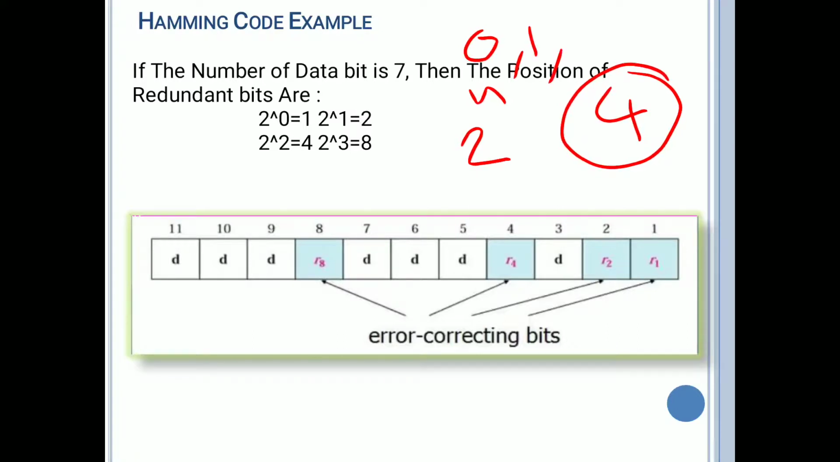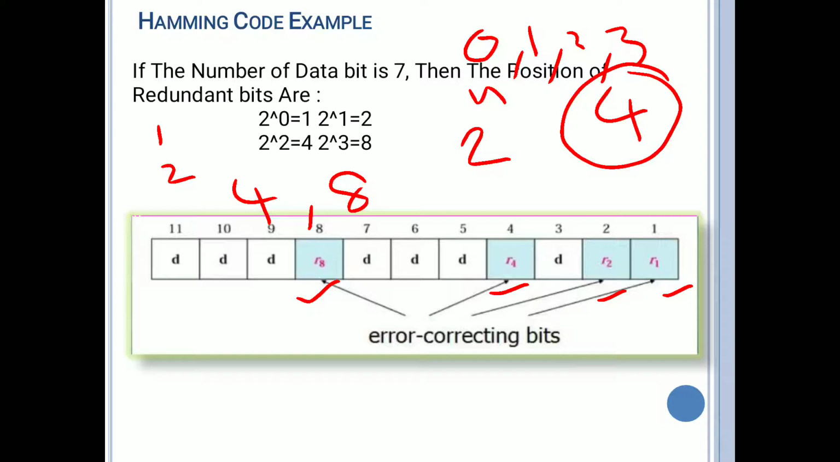0, 1, 2, 3. 4 possibilities. So 2 to the power of 0 means 1, and 2 to the power of 1 means 2. 2 to the power of 2 means 4, and 2 to the power of 3 means 8. So in the positions 1, 2, 4 and 8, we will place the redundant values. So the redundant bits are considered as R1, R2, R4, R8. So where do we place them?